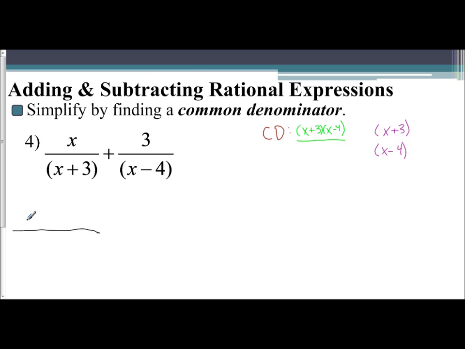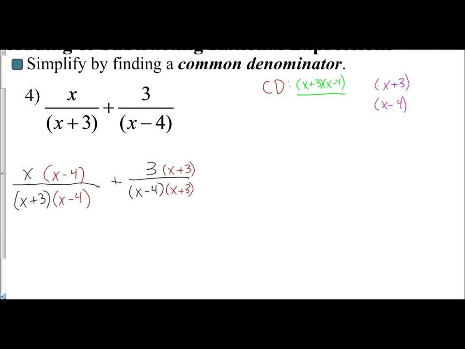And so on the first fraction, I have an x over x plus 3. I want x plus 3 times x minus 4. So what am I missing? I'm missing an x minus 4 in the top and an x minus 4 in the bottom. In the second fraction, I have 3 over x minus 4. So what am I missing? I'm missing the x plus 3. So I'm going to put that in the top. I'm going to put that in the bottom. And now I'm going to simplify and add the two fractions since they have a common denominator.